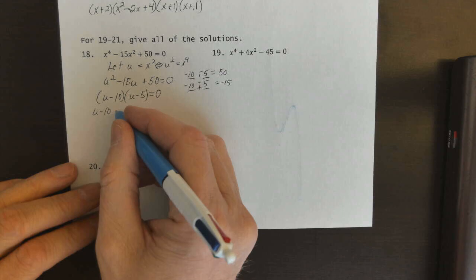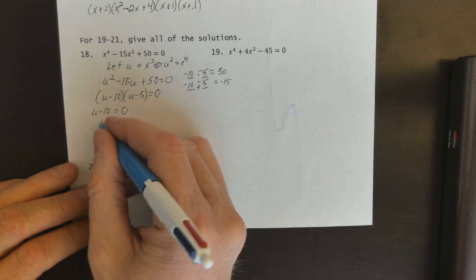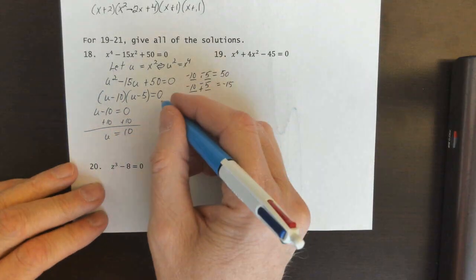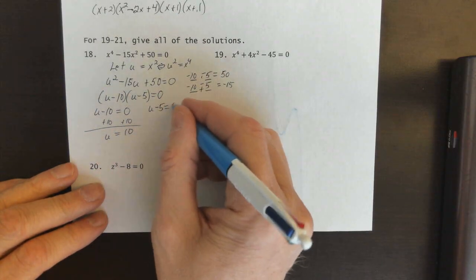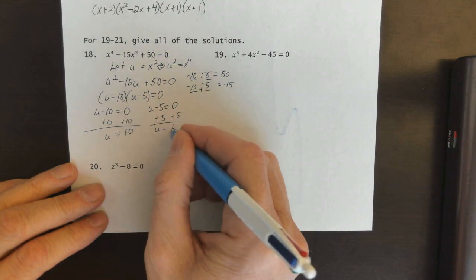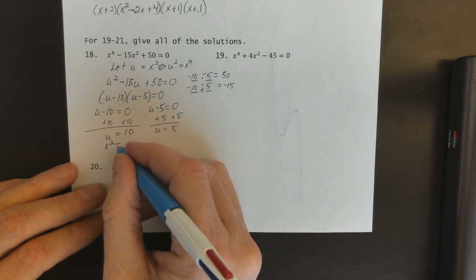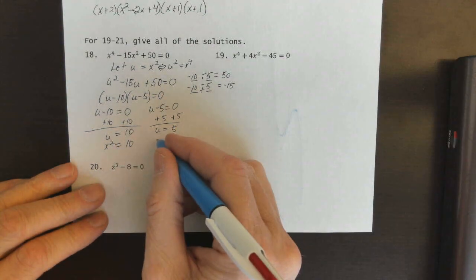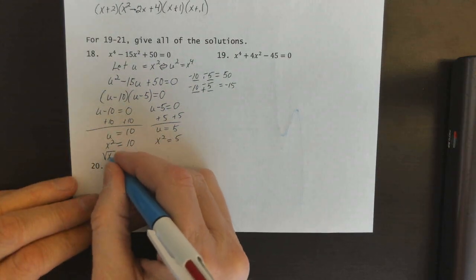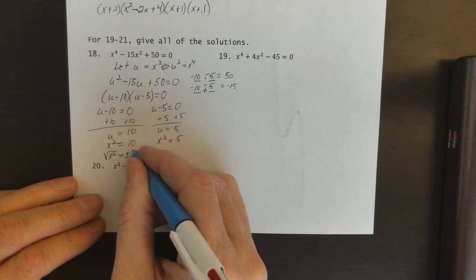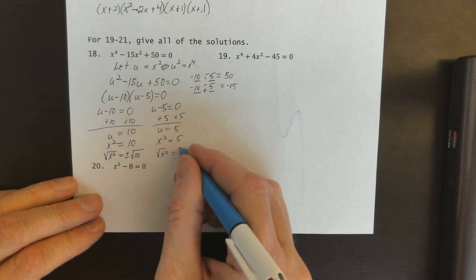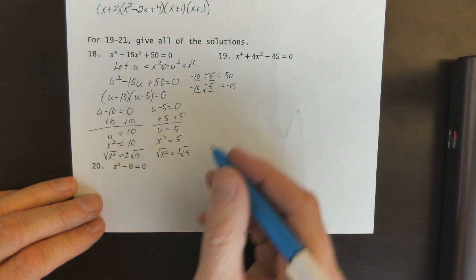U minus 10 equals 0. I have u is 10. U minus 5 equals 0. And I get u equals 5. Now I'm going to take the u back out and put x squared back in, both places here. So I'm going to take the square root: x squared equals plus or minus the square root of 10. I'm going to take the square root of x squared, that equals plus or minus the square root of 5.